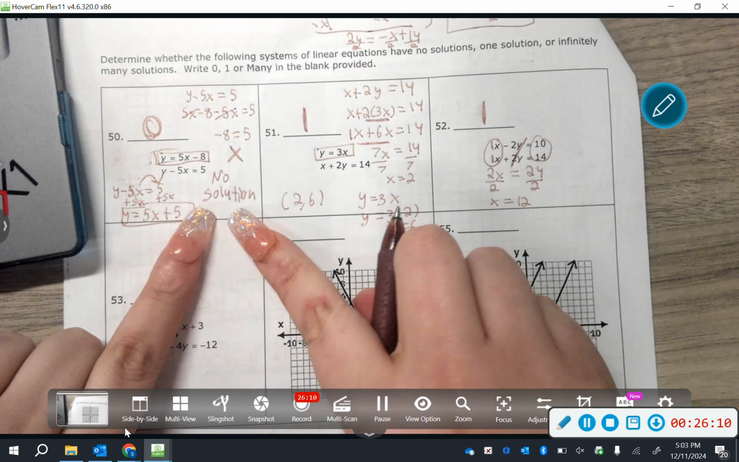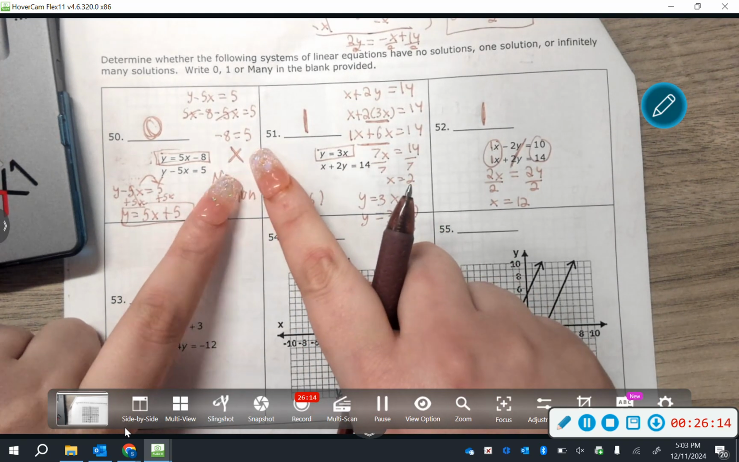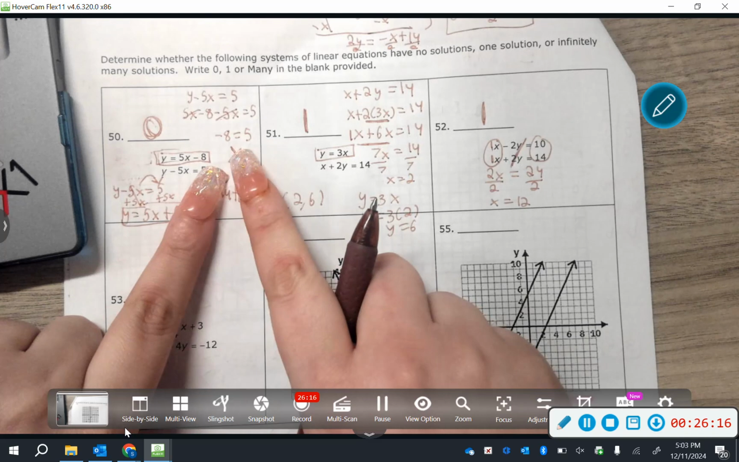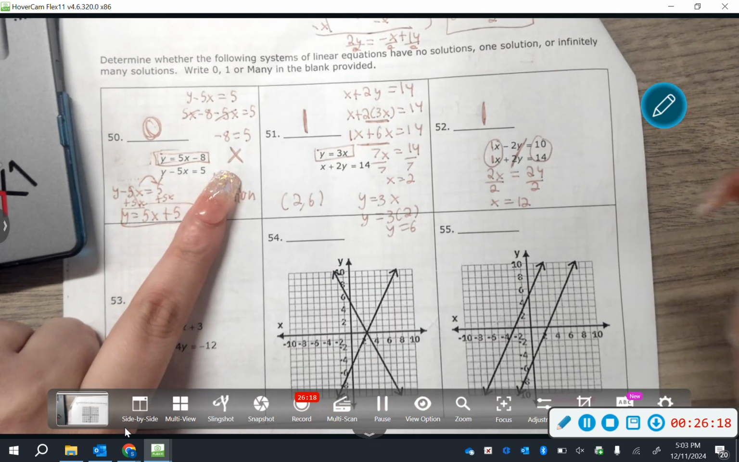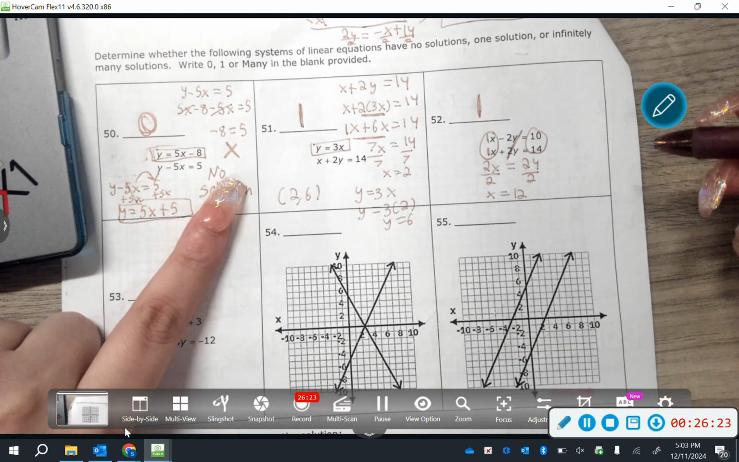Because if you get a statement that's not true, like we did over here, where it was negative 8 equals 5, that's when it's no solution. If you get a true statement, that's when it's infinitely many. If you're getting just one number, you're going to have one solution.